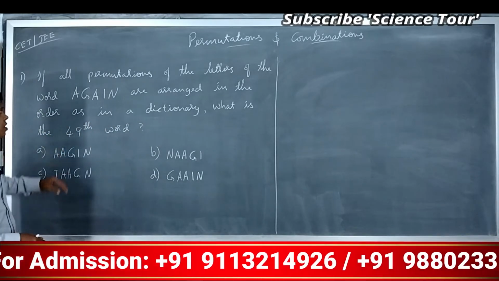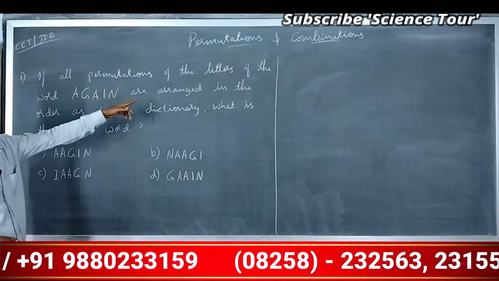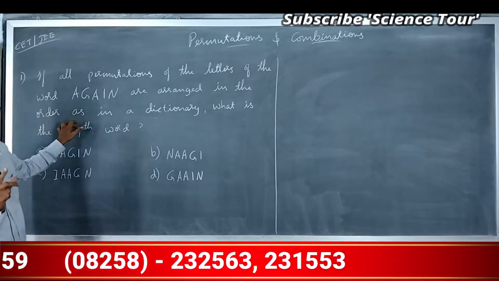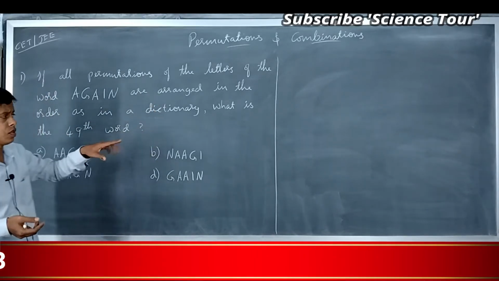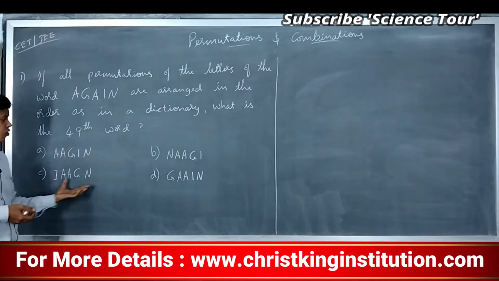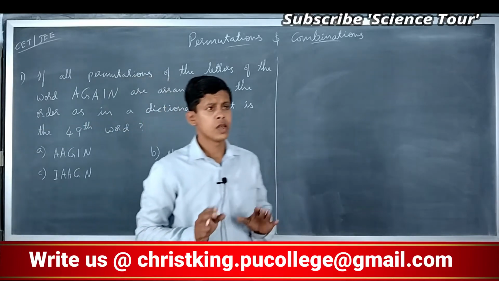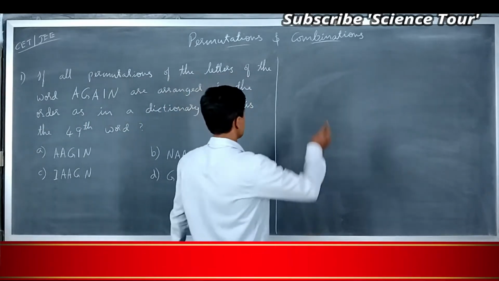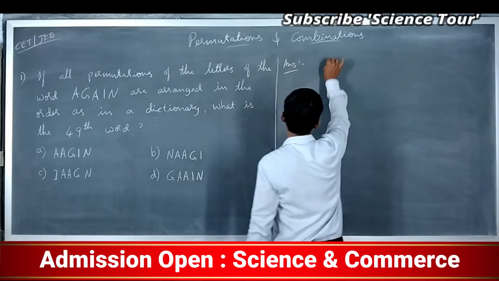Now what we need to find here is, if all the permutations of the letters of the word AGAIN are arranged in order, as in a dictionary. In a dictionary, how are the words arranged? Alphabetically. What is the 49th word? So first, let us list the letters alphabetically.